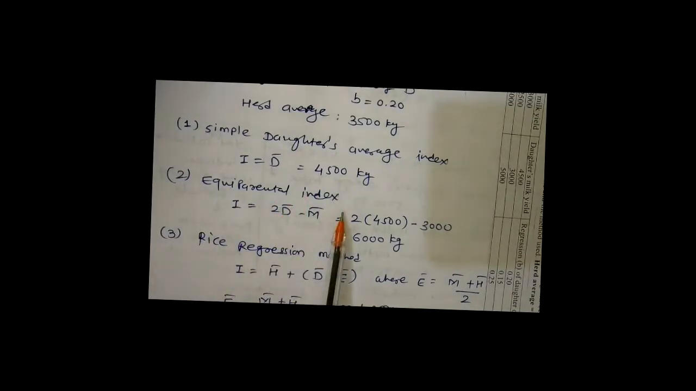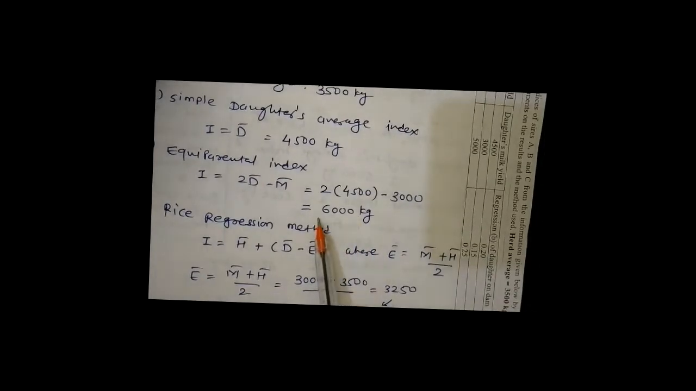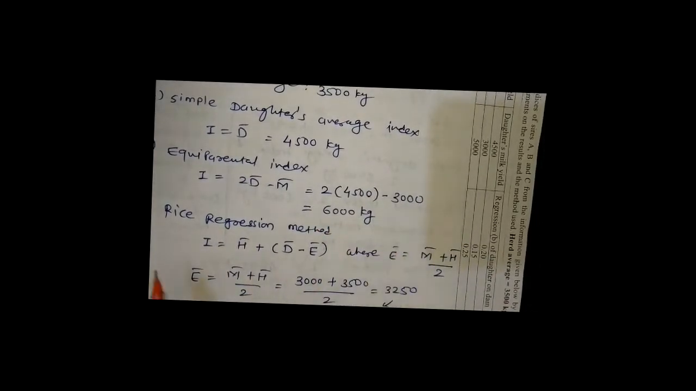Second, equiparental index, so I is equal to 2d bar minus m bar. So 2 into 4500, that is our daughter's average, minus m bar, that is our dam's average. So it is 6000 kg.